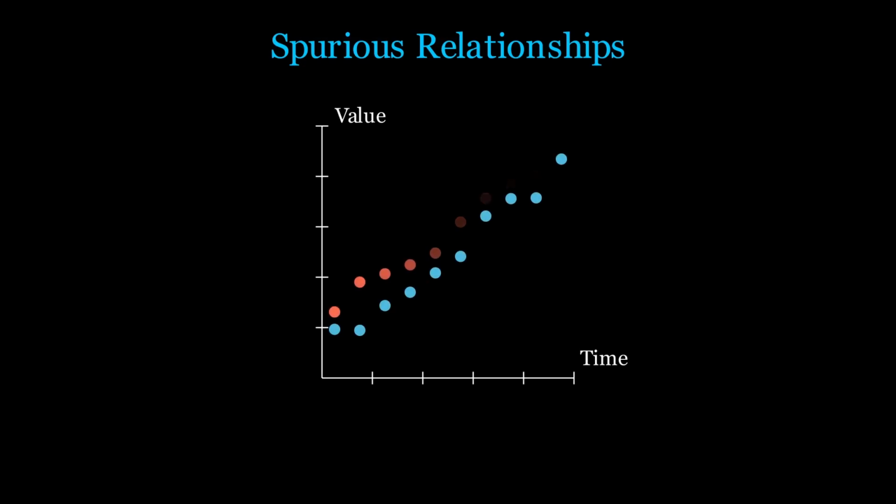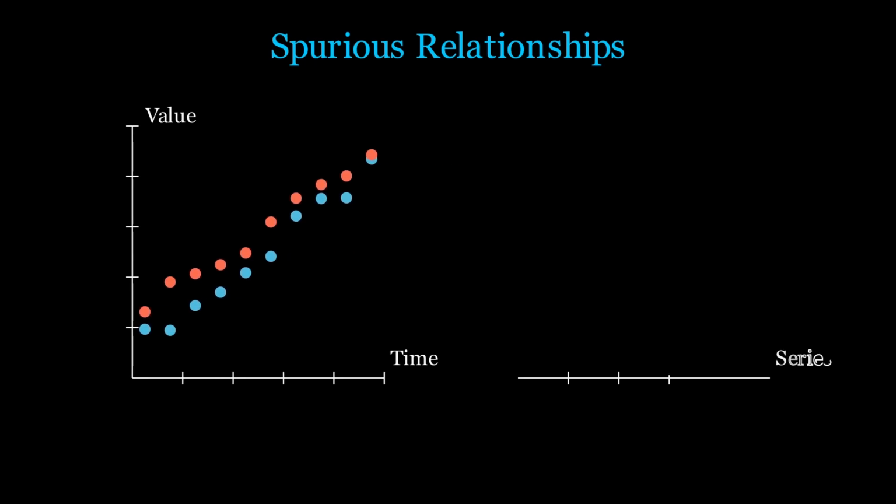When looking at time series, we have to be careful about spurious relationships. Here we have two independent time series. Let's call them Series A and Series B. It may appear that one series is affecting the other, but this may not be the case. This is called a spurious relationship. Spurious relations are often caused by a third confounding variable that causes both series to move together.